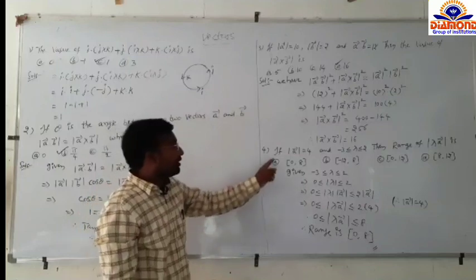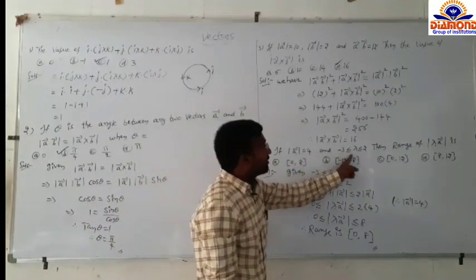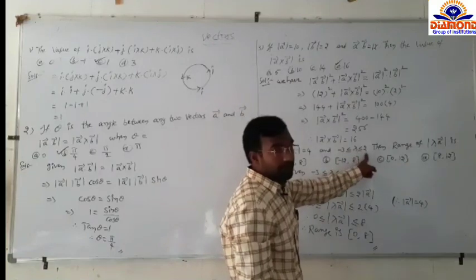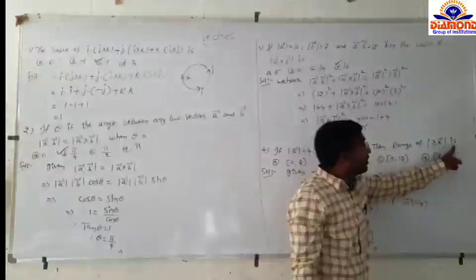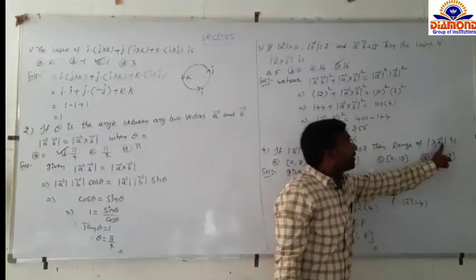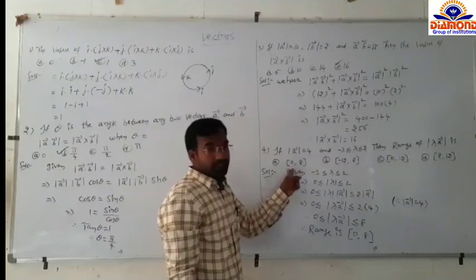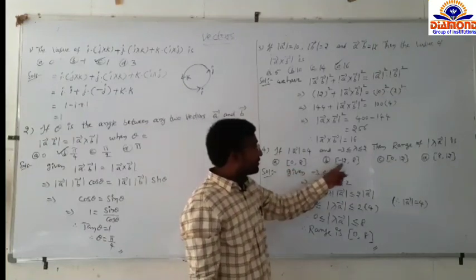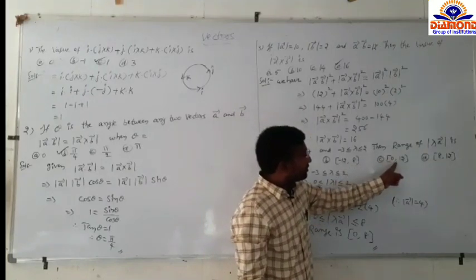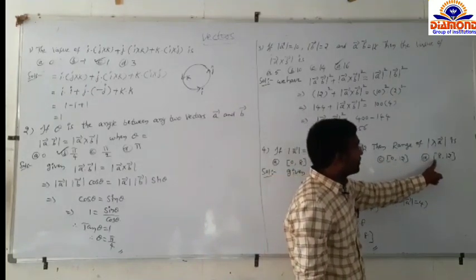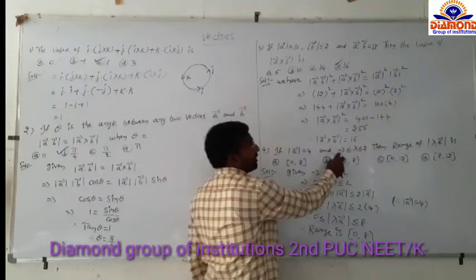Next problem. If mod A equals 4 and minus 3 is less than or equal to lambda is less than or equal to 2, then the range of modulus of lambda A bar is. First option closed interval 0, 8. Second option closed interval minus 12, 8. Third option closed interval 0, 12. Fourth option closed interval 8, 12. Now take the given condition. What is the given condition?